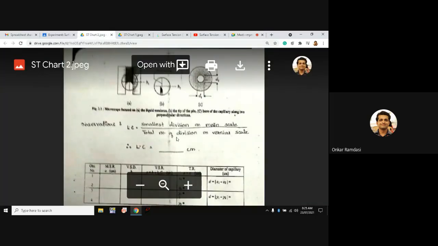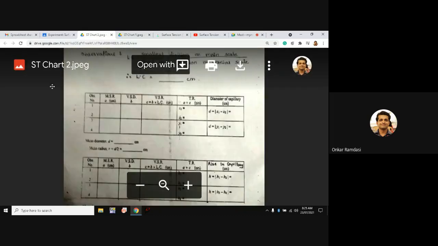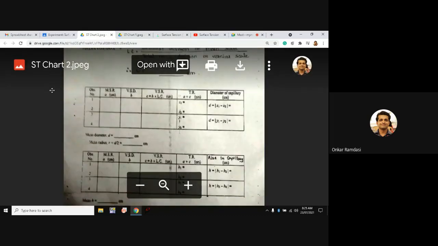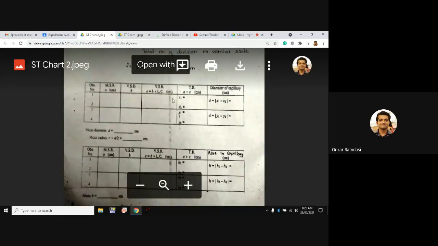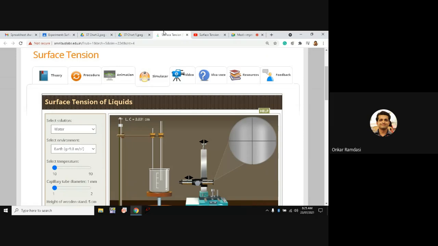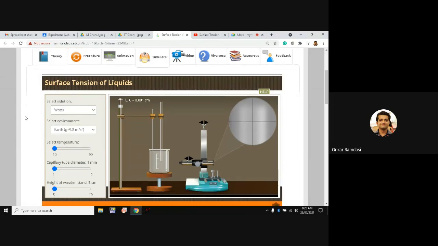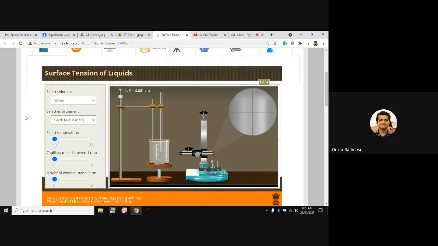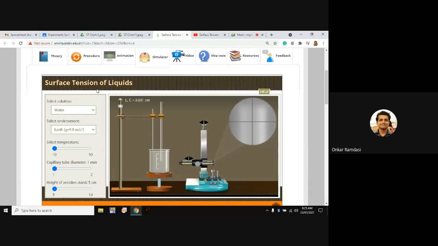Okay, let me show you one traveling microscope so that we will better understand. And then we will take those two readings for radius and diameter. And this table I will explain. So let's go to the simulation. Can you see the simulation, everyone? Yes, sir.